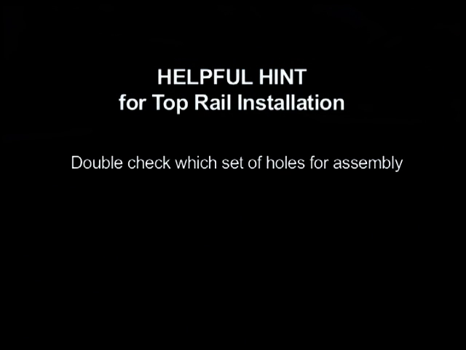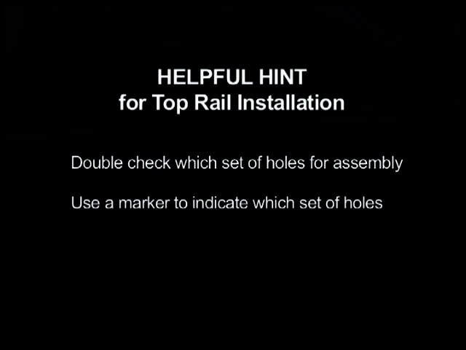A helpful hint at this point is to review the assembly guide to double check which set of holes you will use for installing the top rails. To assist you, use a marker to mark which sets of holes to use. Refer to Assembly Guide, Install Top Rails. Clarify which top rails go on the sides of the pool.